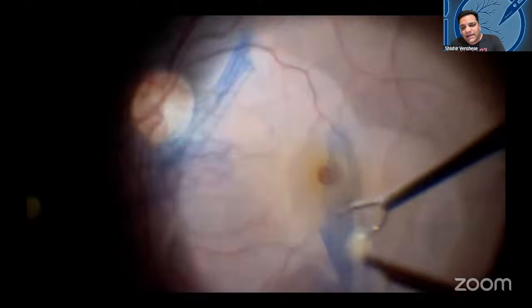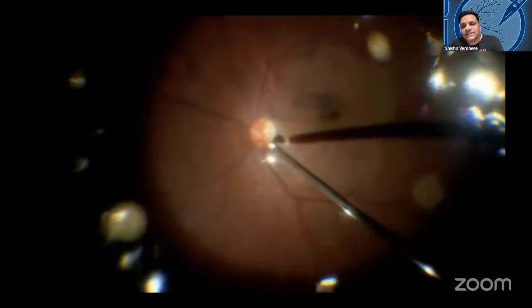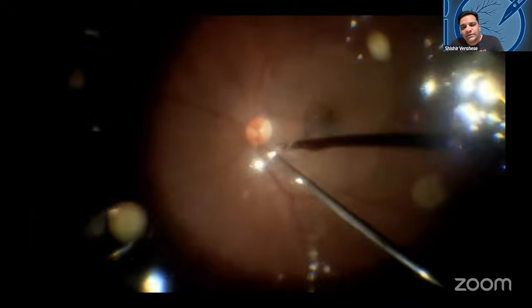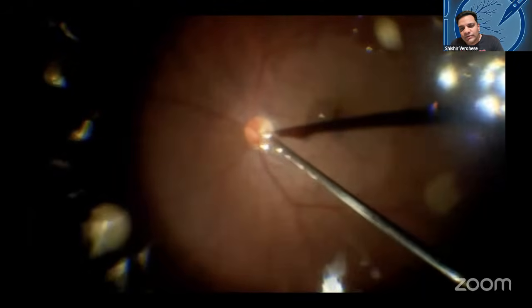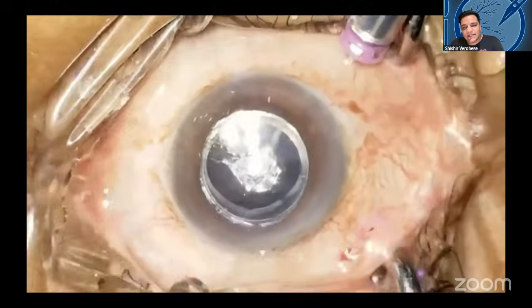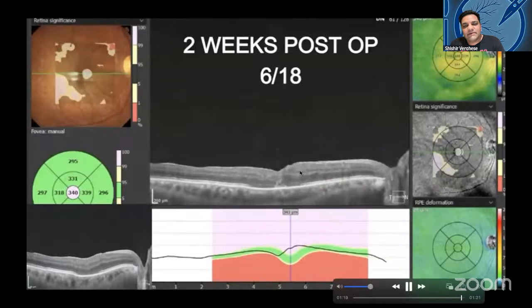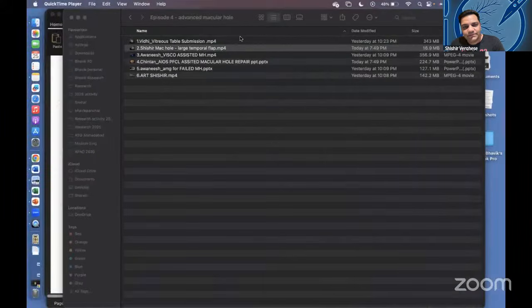The reason I do this temporal graft is that when you're doing your fluid air exchange towards the end of surgery, the graft automatically comes all over the hole and then just lies over the hole. Then a quick fluid air exchange followed by an SF6 injection. And then when the patient comes 2 weeks post-operatively, you can see the hole closure. That's the video also showing the closure of the hole with improvement in vision.